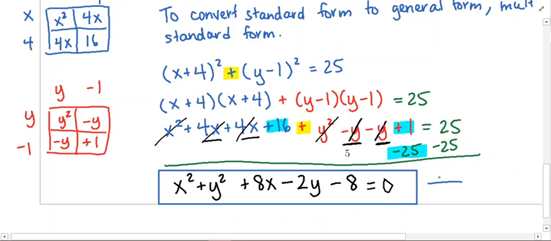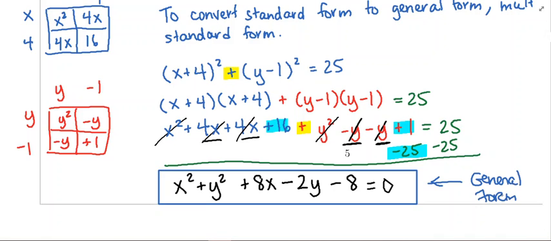So like I said, it's not bad to do, it's just tedious. You just need to take the standard form, multiply it all out, and then combine like terms and rearrange them so that they fit the mold for the general form. We're done.